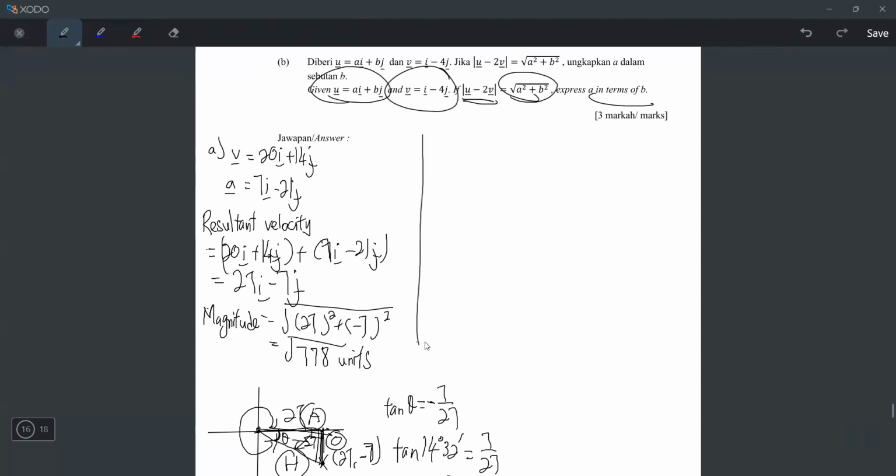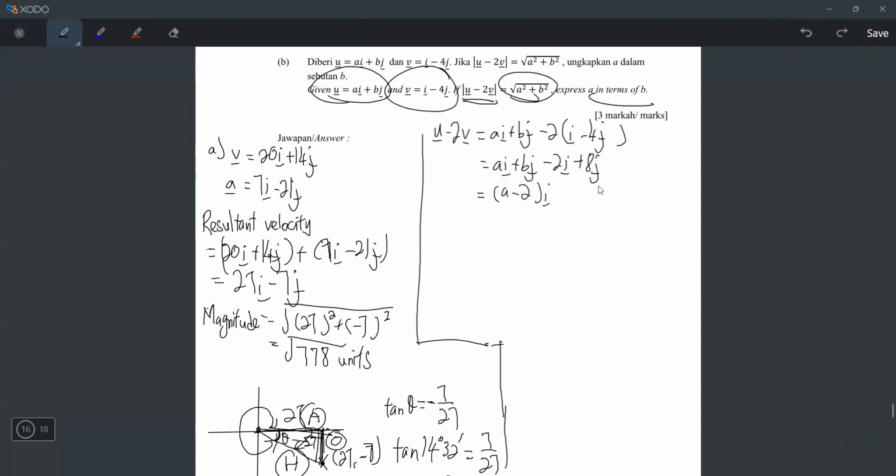So how to find my own magnitude of U minus 2V? Let's find the U minus 2V first. So U will be AI plus BJ, minus 2V in brackets, so I minus 4J. So it will be AI plus BJ minus 2I plus 8J. And then I with I, factorize, A minus 2. J with J, factorize, B plus 8. And then end up with plus here.